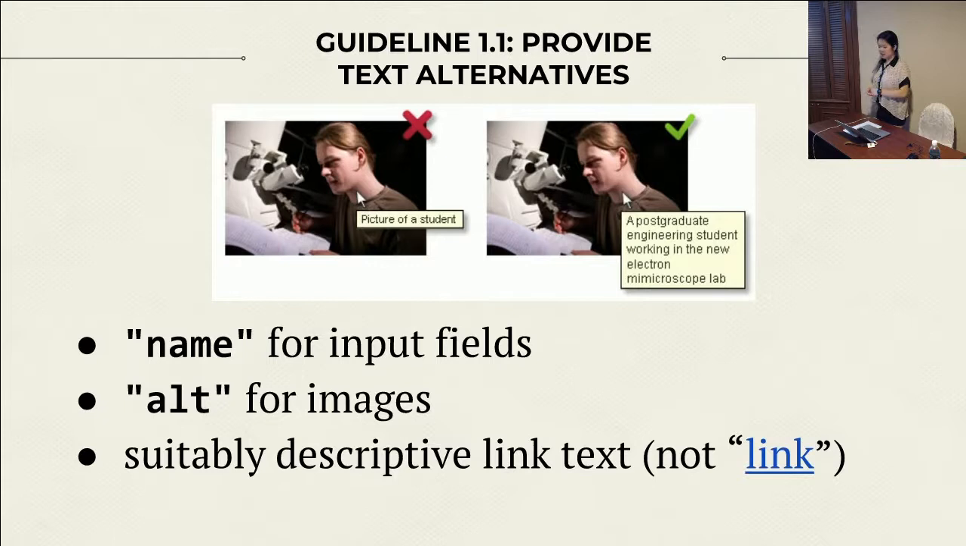Another last example is link text. A lot of times on websites, people will describe a link as just "click this link." But you should be more descriptive, like "click to view this article on web accessibility," something like that.